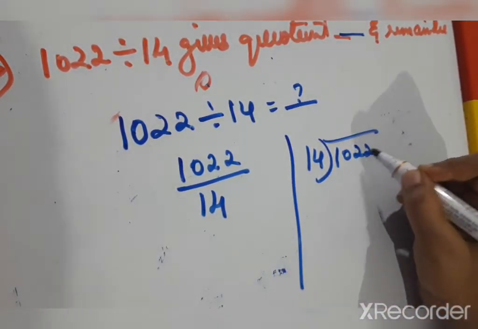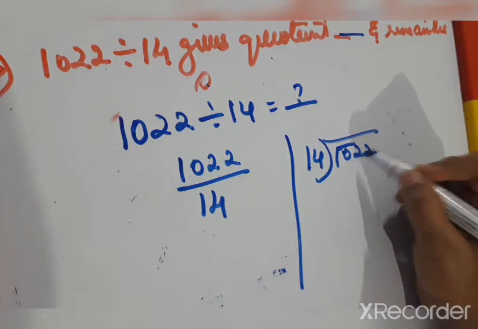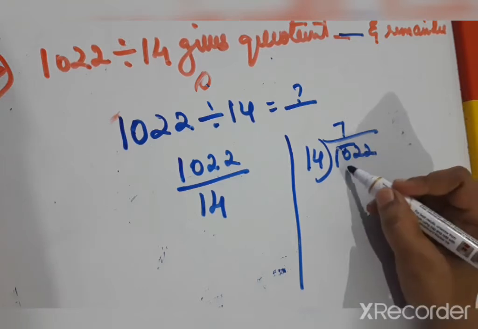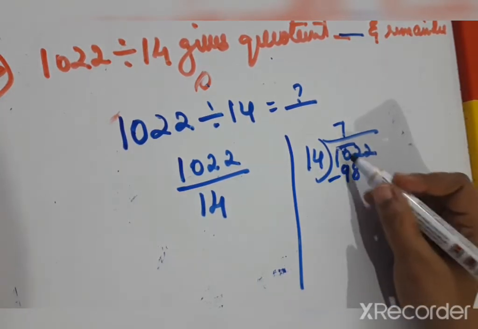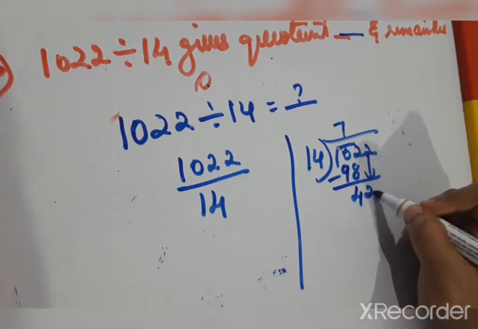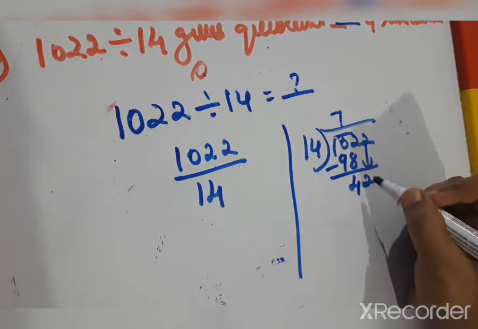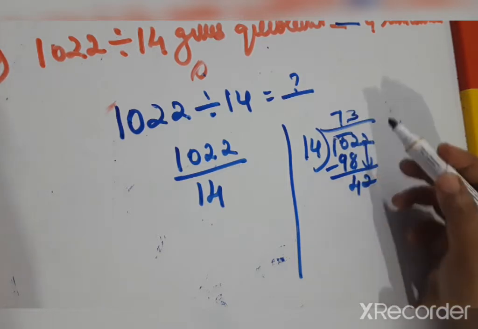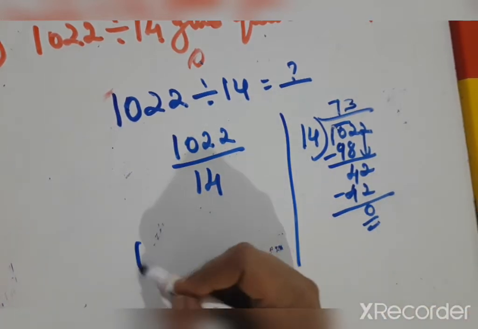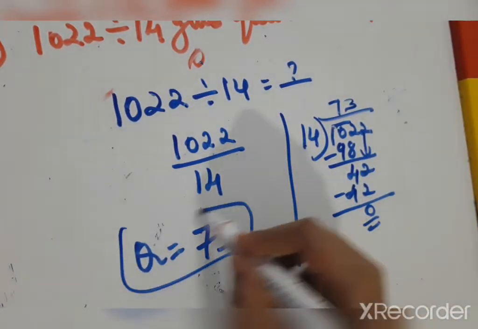1022. Now can we consider 10? No, because 10 is less than 14. So we have to take 3 digits, that is 102. 14 how much is nearer to 102? 14 sevens are 98. So 102 minus 98 is 4, and bring down 2. Now 42. 14 how much is 42? 14 threes are 42. 42 minus 42 is 0. Now the quotient is 73 and the remainder is 0. This is the answer.